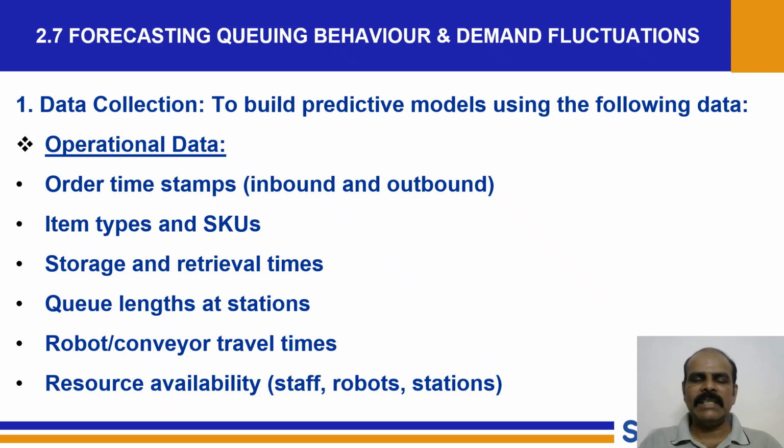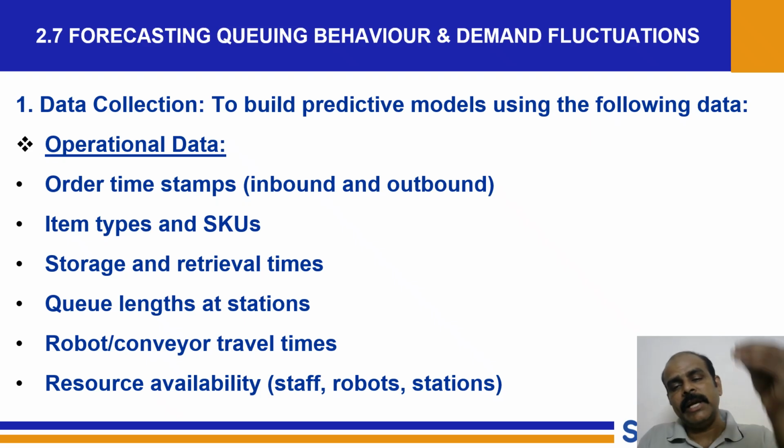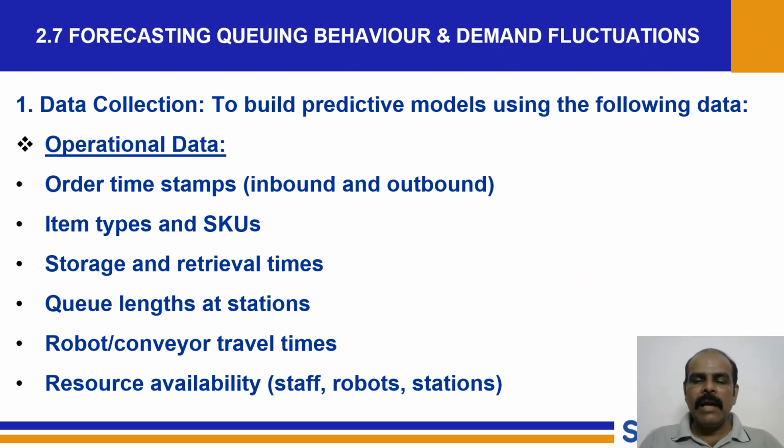So stock keeping units have to be considered. When you want to develop a model, first we should know the order timestamps. The second thing is the item type as well as the SKUs. And storage and retrieval time: what is the time necessary to store a particular product, and what is the time necessary to retrieve it? For example, if they are very bulky in nature, obviously it will be very difficult for us to position as well as to retrieve them. So likewise, even that process we should have a thorough understanding.